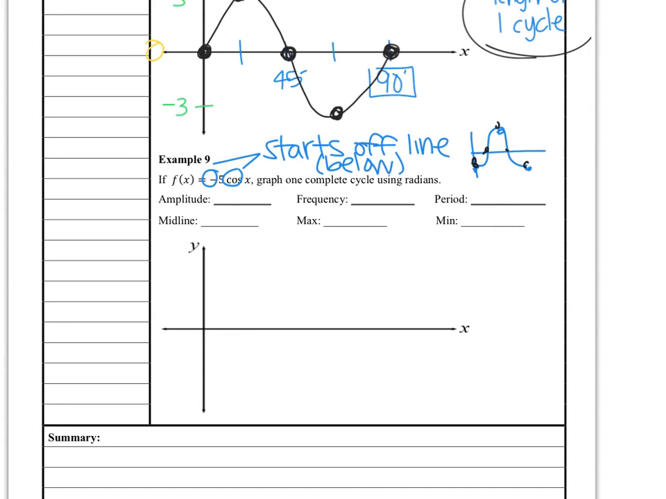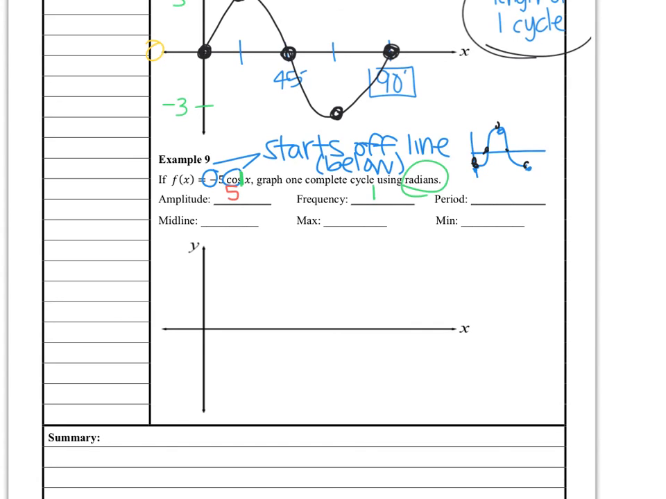All right, amplitude, number in front. Do not drag the negative with it. The negative told us to start down low. That's all it's telling us. It's not a negative amplitude, because otherwise your max and min are going to be mixed up. Frequency is the number in front of x. There's an invisible 1 there. If it doesn't exist, it's a 1. Unlike midline, if it doesn't exist, that's a 0.